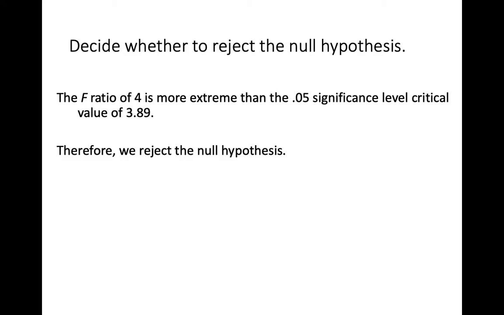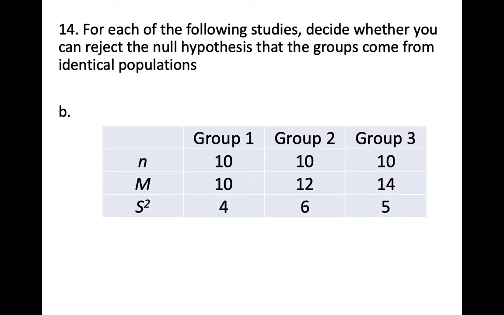And by rejecting the null hypothesis, we're concluding that the means are drawn from populations whose means are not identical. Okay, so if the null hypothesis is that mu1 equals mu2 equals mu3, we're going to reject that null hypothesis. And what we can say at this juncture is they're not drawn from populations with identical means.